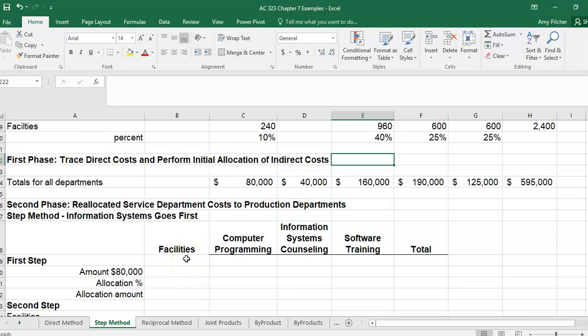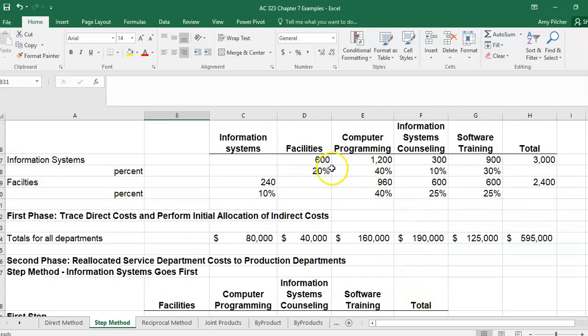Under the STEP method, we allocate one service department's cost to the other service department and then allocate those costs to the 3 production units. So first, we're going to allocate this 80,000 from information systems based on the percentage usage. The percentages that we use are just the percentage of usage.